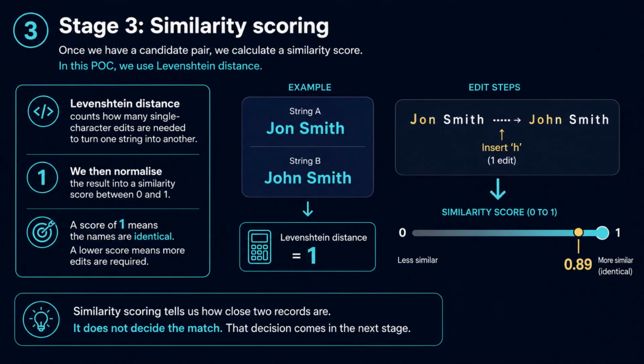Stage 3, similarity scoring. Once we have a candidate pair, we calculate a similarity score. In this POC, we use Levenshtein distance. Levenshtein distance counts how many single-character edits are needed to turn one string into another. For example, John Smith to John Smith requires 1 insertion. We then normalize the result into a similarity score between 0 and 1. A score of 1 means the names are identical. A lower score means more edits are required.